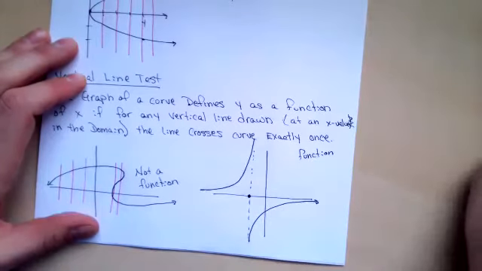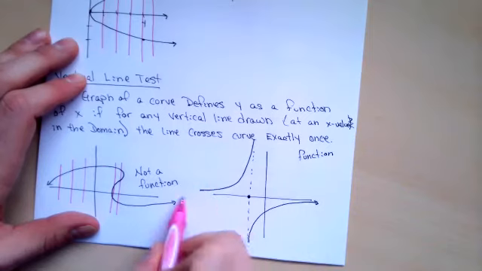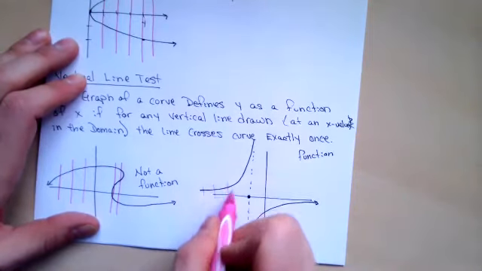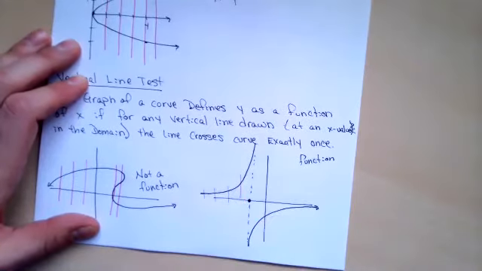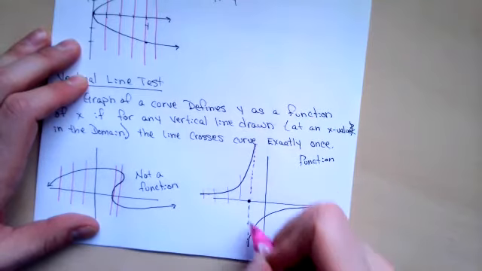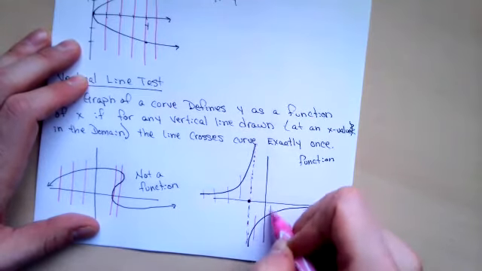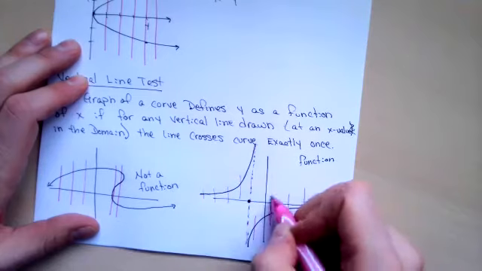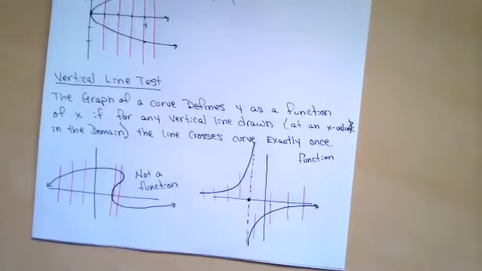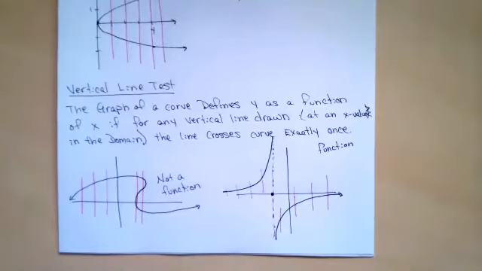And again, we can check that with our vertical lines. This is defined everywhere. And no matter where I draw a vertical line, even if I draw a vertical line on top of this asymptote, it's only crossing at that one point. Whereas any of these other vertical lines are only crossing the graph at exactly one point. So still a function. This is what we call a discontinuous function. And we'll work more with those in the coming weeks.